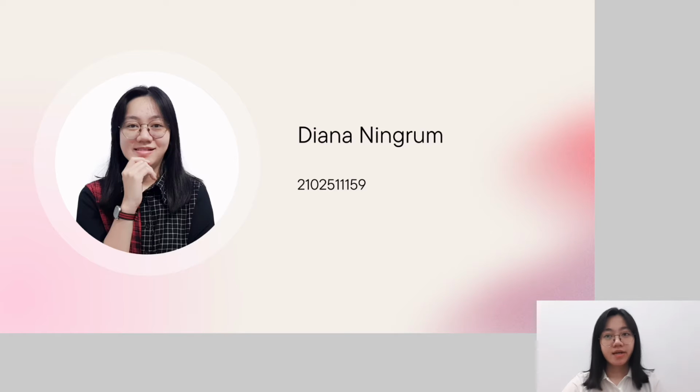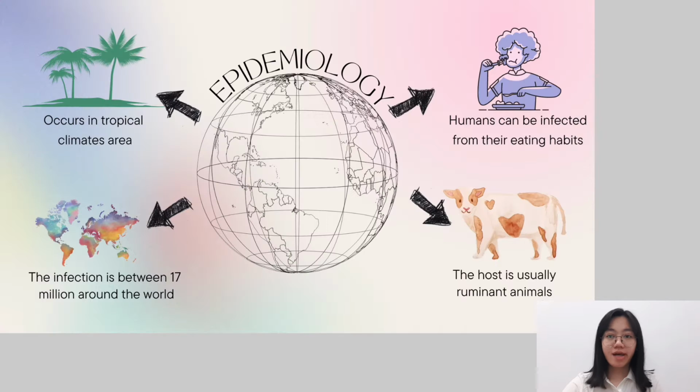My name is Diana Ningrum. We're going to chapter 2 and we'll start with the epidemiology of Fasciola hepatica. Fasciola hepatica is one of the causes of fasciolosis, which occurs mainly in areas with a temperate climate and rainfall, some of which occur in tropical climates. The parasite Fasciola hepatica resides in the liver and biliary ducts of a wide variety of hosts, usually ruminant animals, such as cattle, rats, and horses.